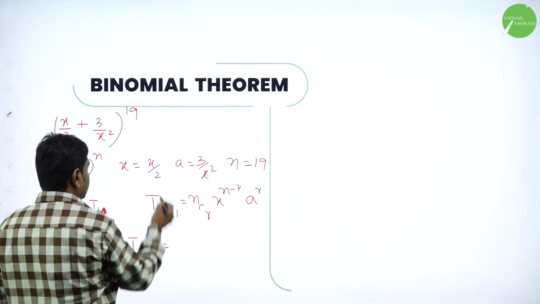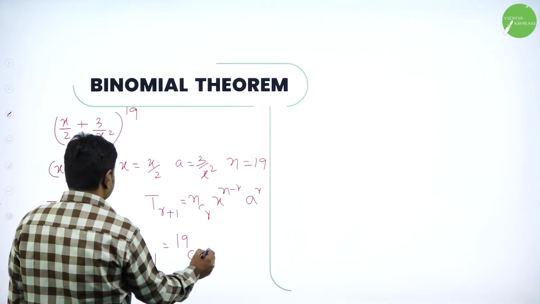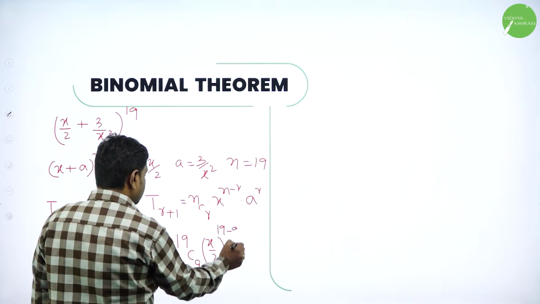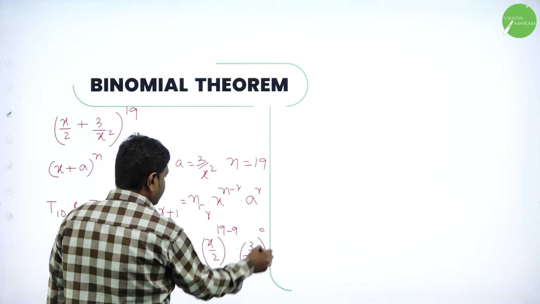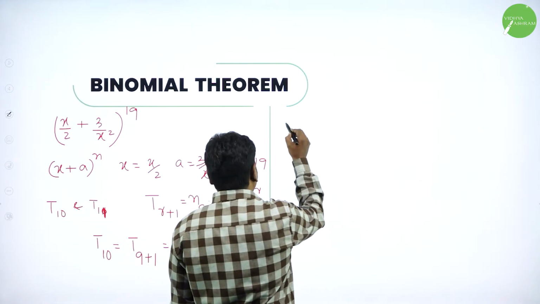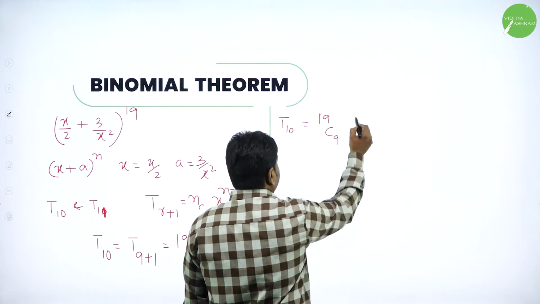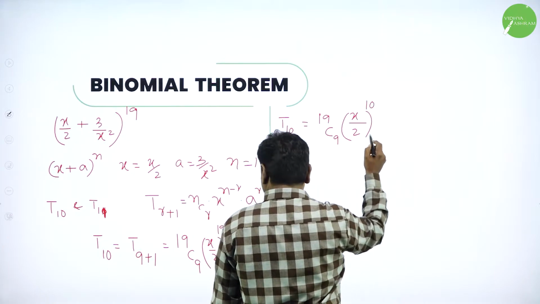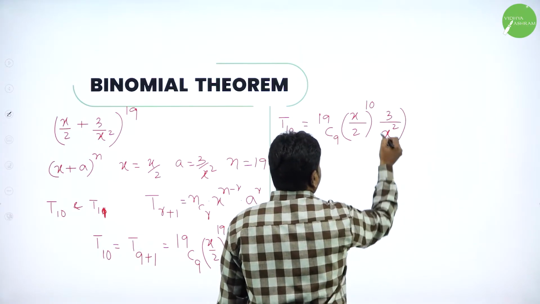nCr. What is n here? 19. 19Cr, r is 9. x means the first term, (x by 2) power n minus r, 19 minus 9. a power r, a means 3 by x square, power r. r is 9. So T(9 plus 1), that is T10, is equal to 19C9 (x by 2) power 19 minus 9, which gives you 10, and (3 by x square) power 9.